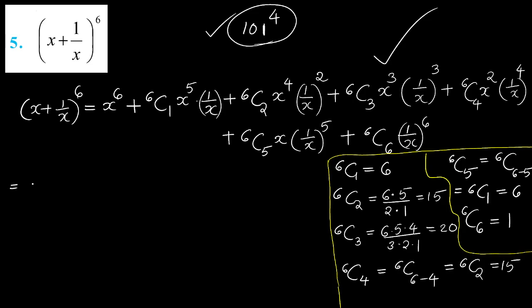One more step is required. x raised to 6 plus 6 x raised to 5 by x. x raised to 5 by x will be x raised to 4. 15 x raised to 4 by x square. x raised to 4 by x square will be x square.